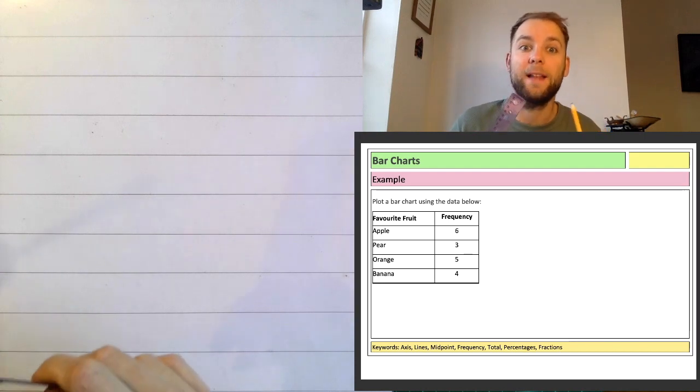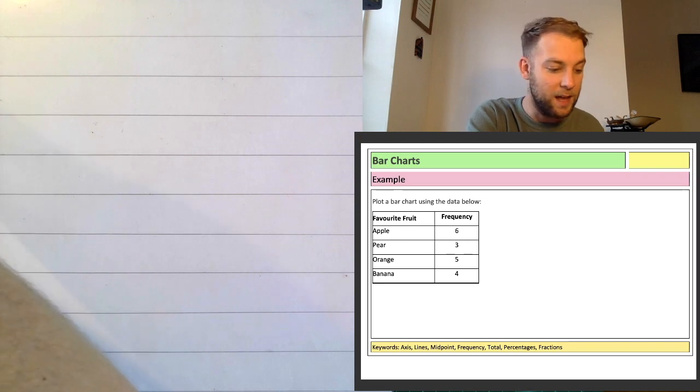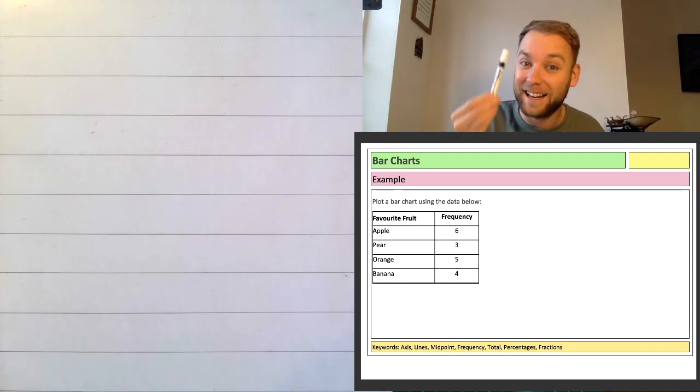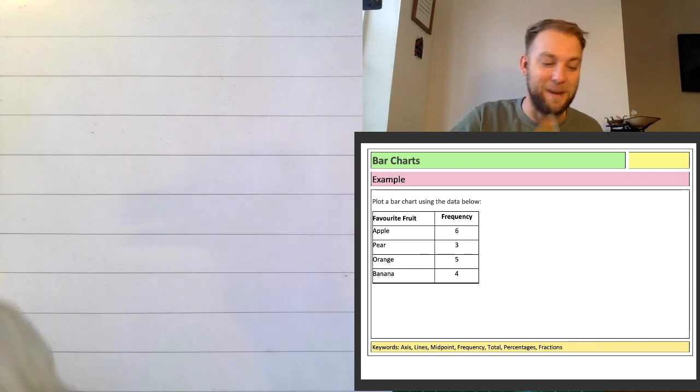The reason that we use a pencil is so you can rub it out if you've made any mistakes, because if you use pen you're not going to be able to do that. Now I am going to be using my pen today. However, the difference between my pen and your pen is that I can actually rub my pen out, okay? So do make sure that when you're doing it, you are using a pencil, okay?